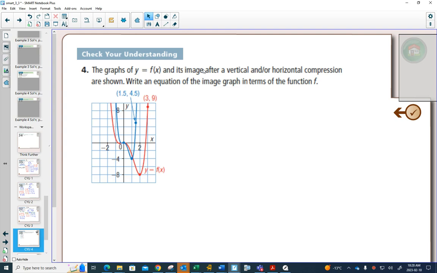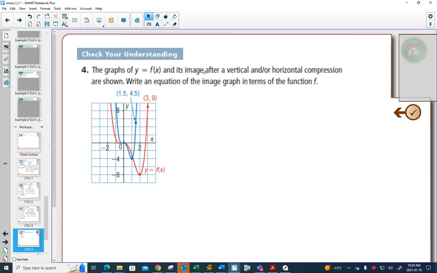Example 4, yes. For the second one was questions 4 and 8. So this last one is sort of working backwards.